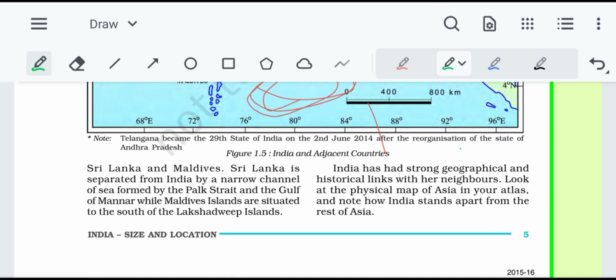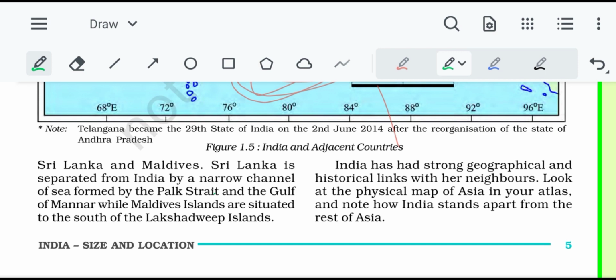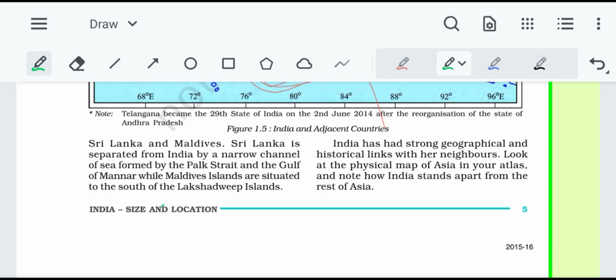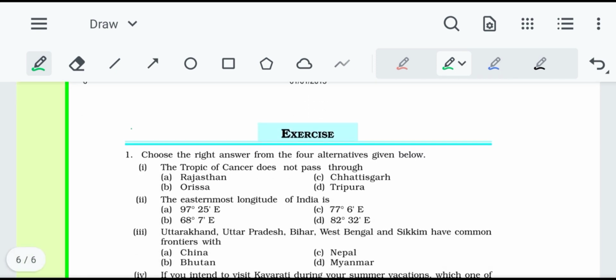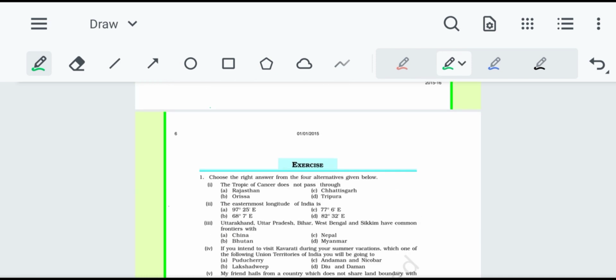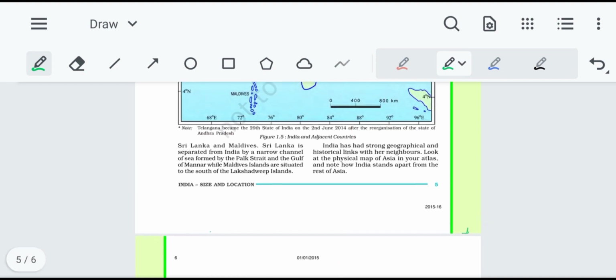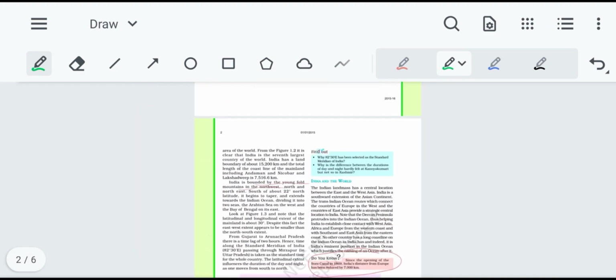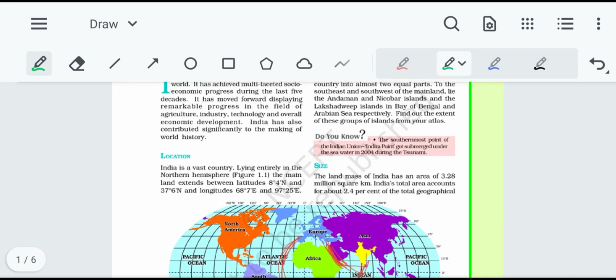Remember it. After it, India has had strong geographical and historical links with her neighbors. Look at the physical map of Asia in your atlas. What is an atlas? An atlas is a book in which many maps are shown. So in an atlas you can see it. Now the chapter is completed and the exercise comes. Hope you will understand this chapter, and now we should revise it in some fast way.